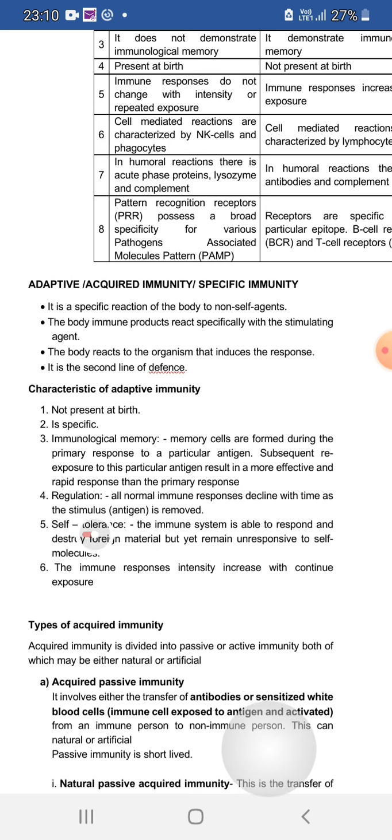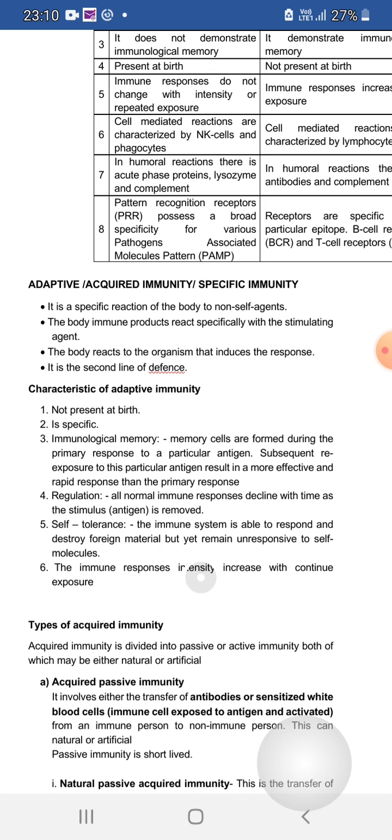Self-tolerance: I talked of non-self and self. So the immune system knows the self and therefore it cannot act against the self. The immune system cannot act against the own body system that hosts it. That's what we call self-tolerance. So the immune response increases with continuous exposure; the more the exposure, the more the reaction.